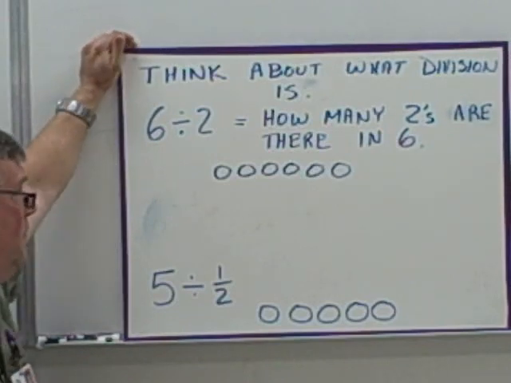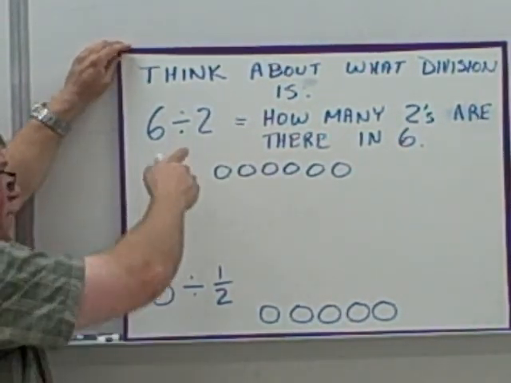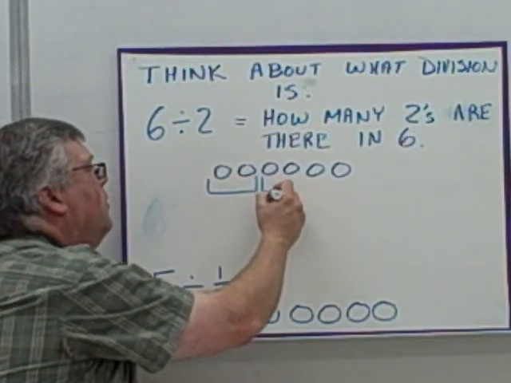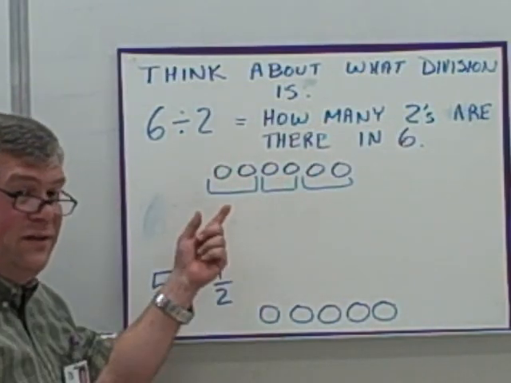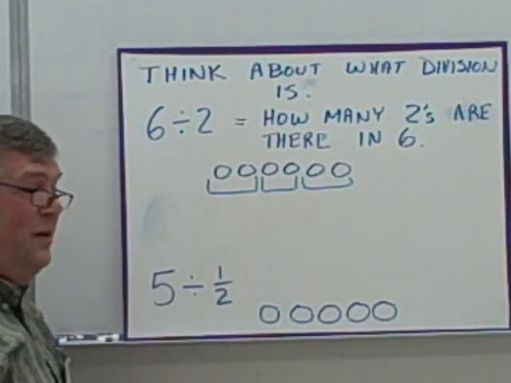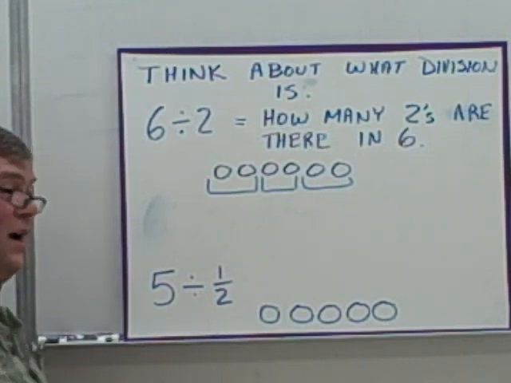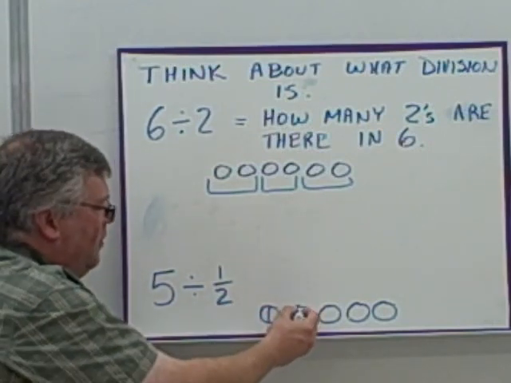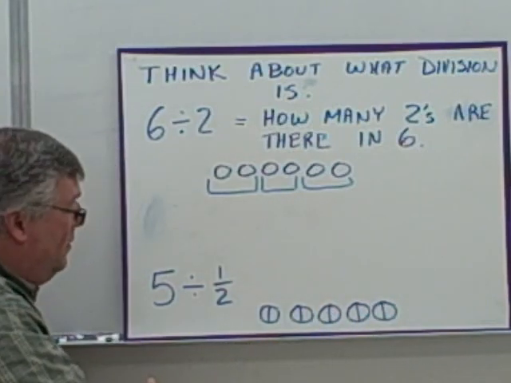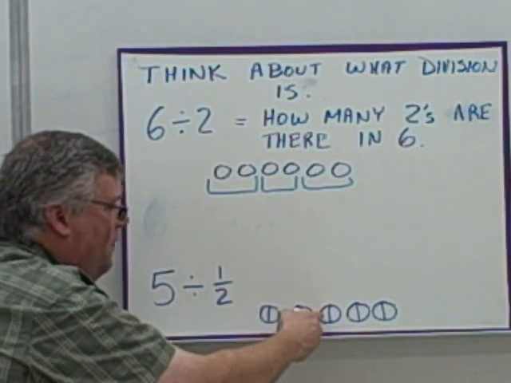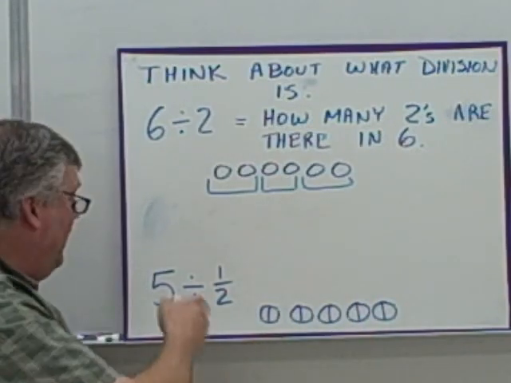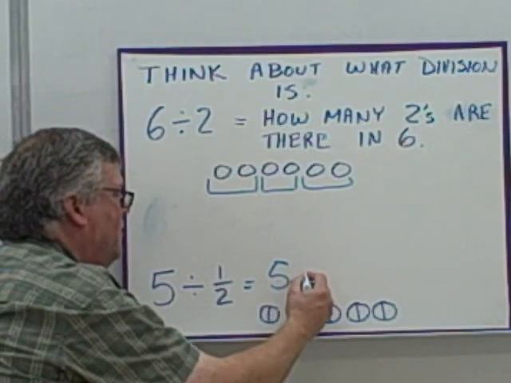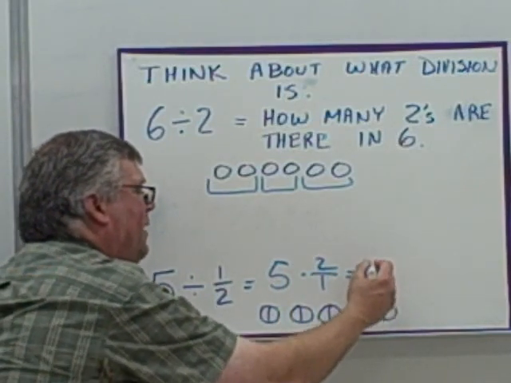Why is this working? Well, think about what division is. When you've got 6 divided by 2, you're being asked how many 2's are there in 6. You may remember having to group things like this. I have 3 sets of 2 in 6. So 6 divided by 2 is 3. Well, when you're dividing by a fraction, you're asking how many halves there are in 5. Well, inside of each 1, there are 2 halves. So I have a total of 1, 2, 3, 4, 5, 6, 7, 8, 9, 10 halves in 5. So when I do the keep it, change it, flip it, I'm doing 5 times 2 over 1, I get 10.